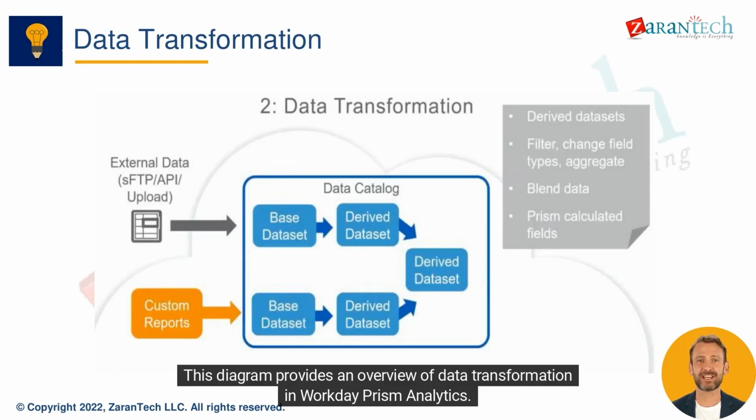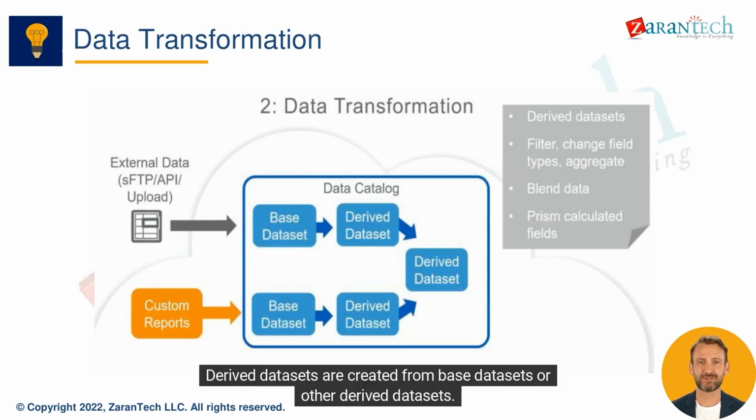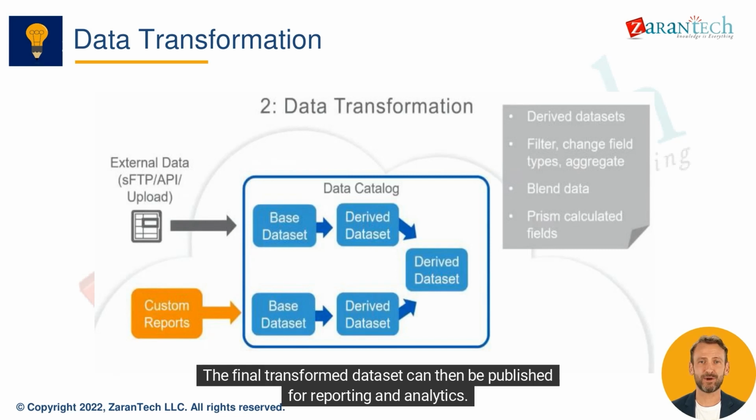This diagram provides an overview of data transformation in Workday Prism Analytics. Raw data is imported into base datasets. Derived datasets are created from base datasets or other derived datasets. Transformations are applied in stages within derived datasets to prepare the data for analysis. The final transformed dataset can then be published for reporting and analytics.